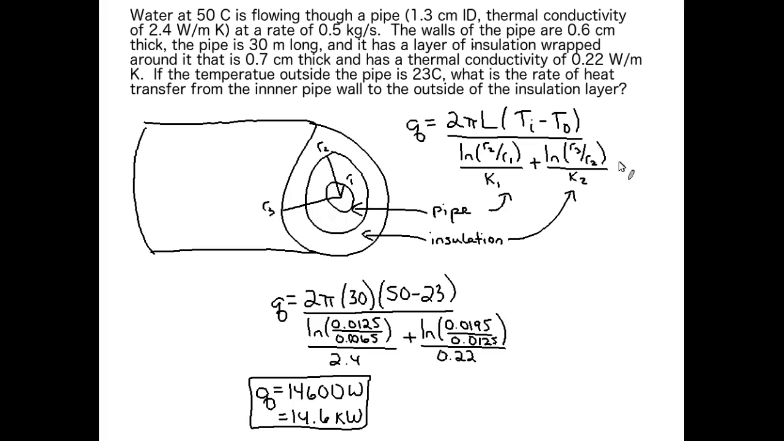One thing we didn't account for in this problem is what's going on between the fluid in the pipe and the pipe wall. That's convection. And so if we want to think about convection and conduction together, we need a new equation. And in another video, we'll take a look at that equation and see what happens when you have several different modes of heat transfer occurring in the same scenario.